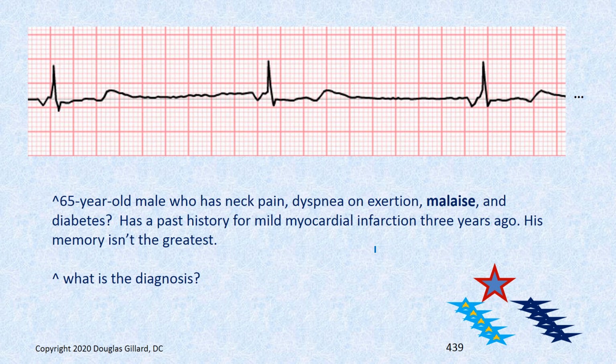Here's a 65-year-old male with neck pain, dyspnea on exertion, and malaise. What's malaise? Not melasma, the mask of pregnancy, which we'll learn in dermatology. Malaise means they don't feel good, like when you get sick. He also has diabetes. There's a past history of a mild myocardial infarction 3 years ago. The doctor said no big deal on that. His memory's not the greatest. So what do you think?